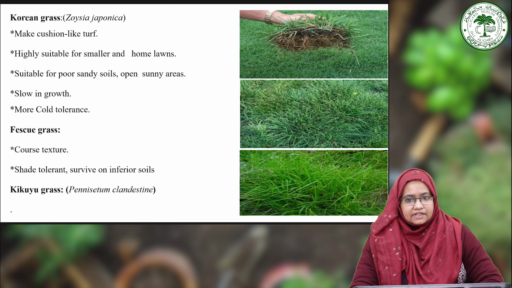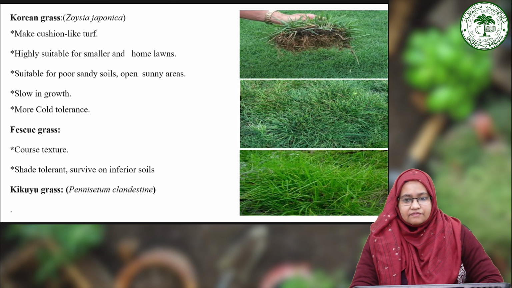The next type of grass that is used for Indian conditions is fescue grass. It has a coarse texture which may affect its overall appearance. It is shade tolerant and survives on inferior soil, meaning it has the ability to survive on poorer quality soil, making it suitable for areas with limited sunlight. Fescue grass is known for its shade tolerance and ability to survive on poorer quality soils, making it suitable for areas with limited sunlight and inferior soil conditions.